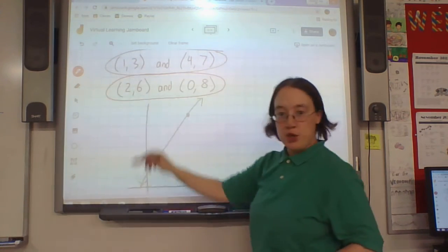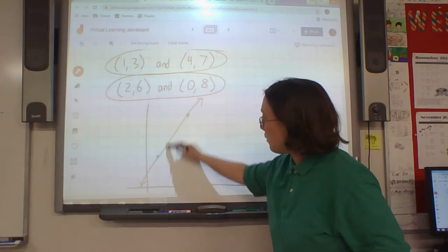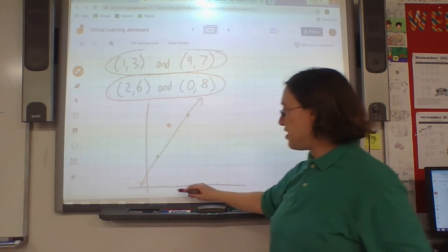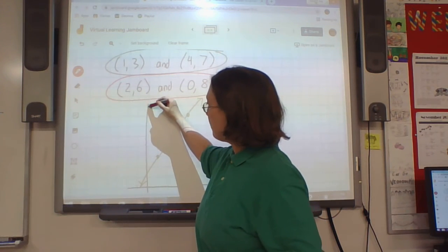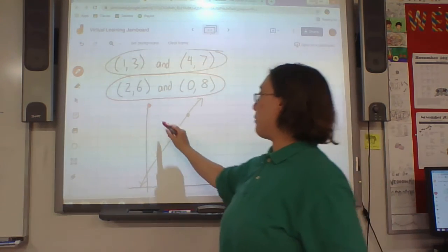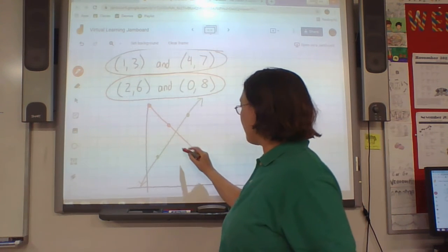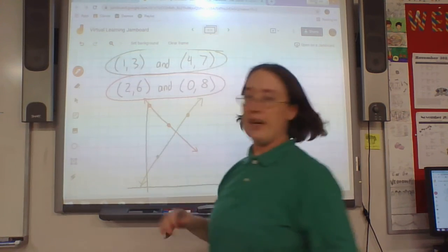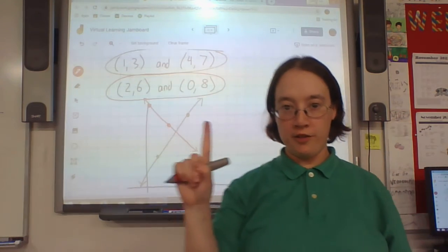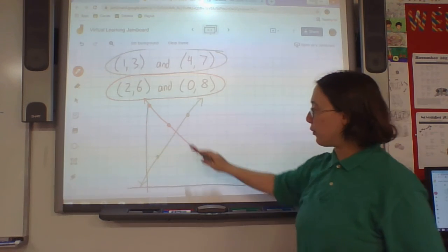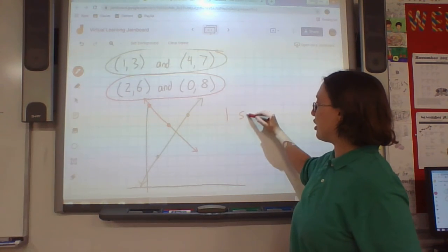And we're going to plot a point at 2, 6, 2, up 6. And we're going to plot a point at 0, 8. And we're going to draw a line through those. Okay, and again, all we're looking for here is, is there 1 solution, are there no solutions, or are there an infinite number of solutions? And if they're crossing, we've got 1 solution.